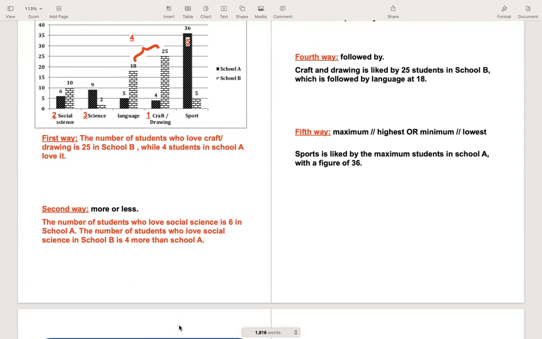Okay, I'll end it here. We'll continue with the third type of sentence on Monday. That's it for now. See you all on Monday.